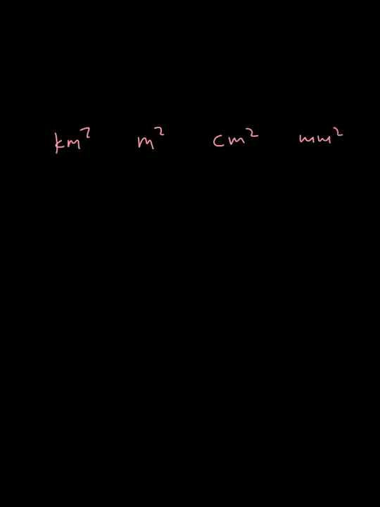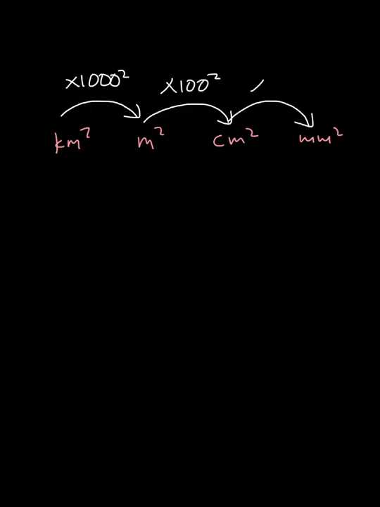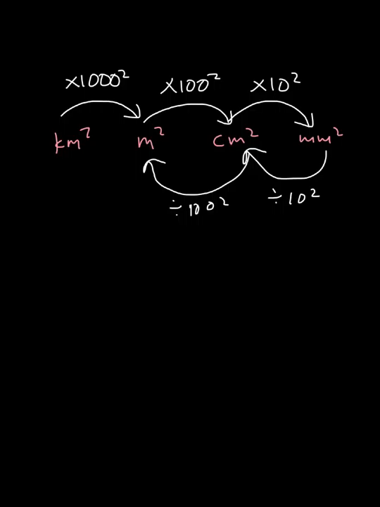Thinking about this, if I was going from kilometres squared to metres squared, I would times by 1,000 squared. If I was going from metres squared to centimetres squared, I'll multiply by 100 squared. Centimetres to millimetres, I times by 10 squared. To do the reverse process, I would divide, and divide.